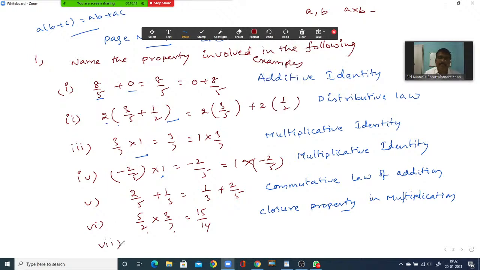So the seventh one is 7a plus minus 7a is equal to 0. As we already mentioned, when we add a plus minus a, we get 0. Then a and minus a are additive inverses of each other. So 7a and minus 7a are additive inverses of each other.